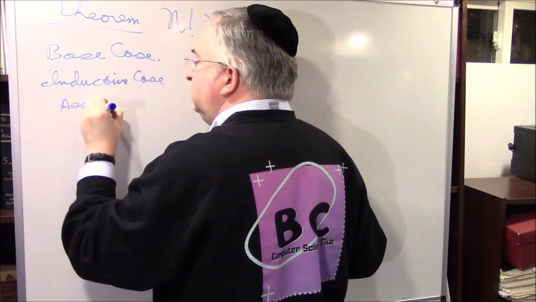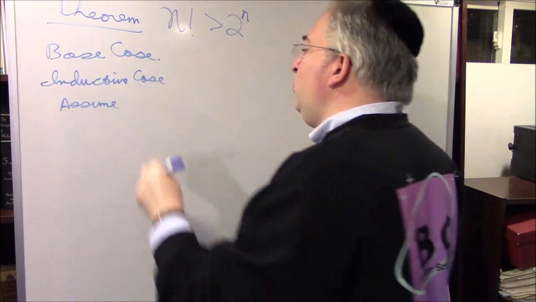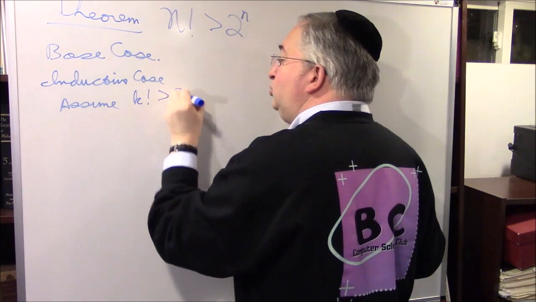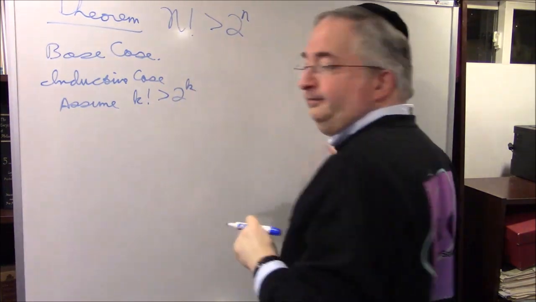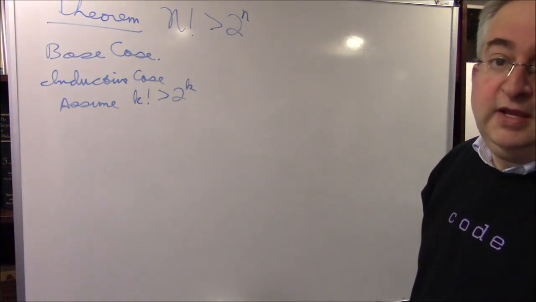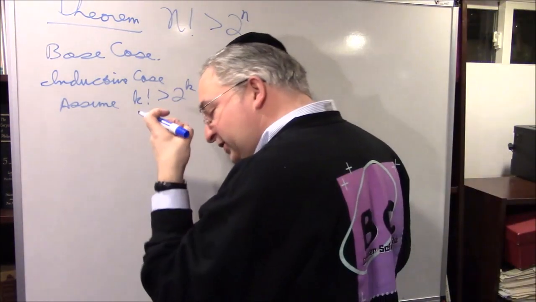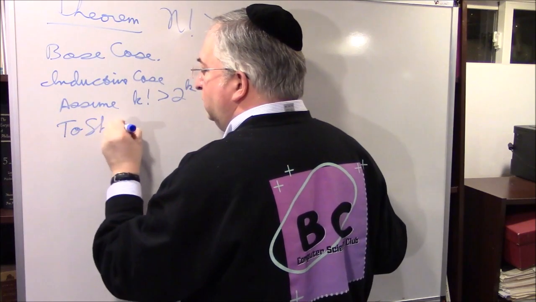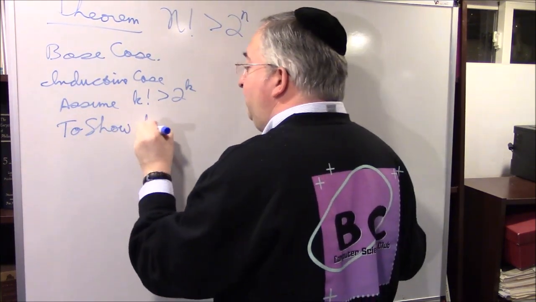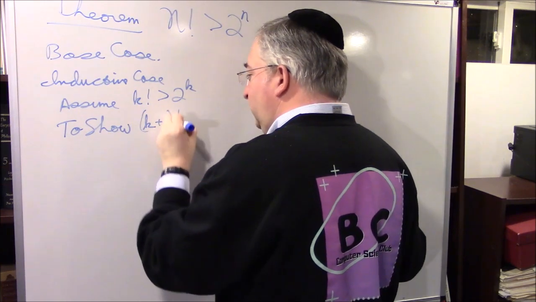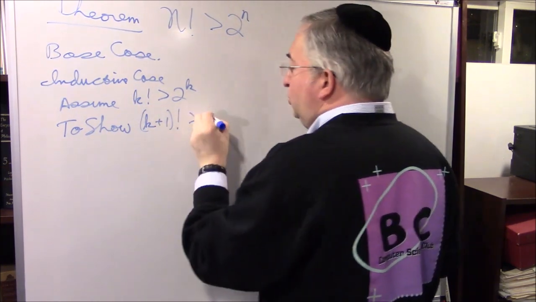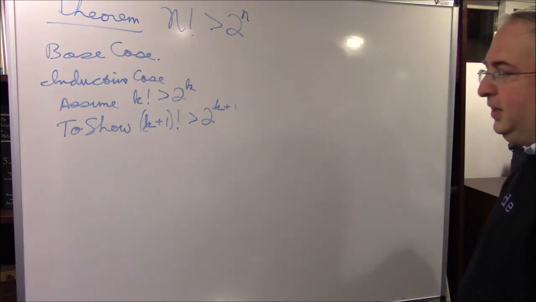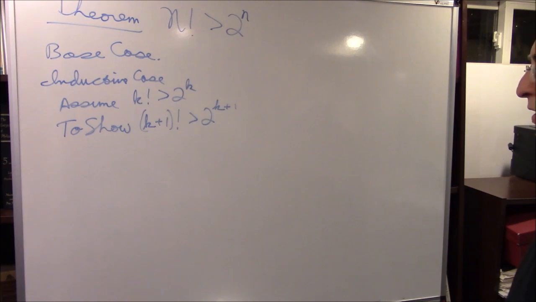Okay, assume, we assume for k that k factorial is greater than 2 to the k. I just plugged in k instead of n. I plugged in k into n to show k plus 1 factorial is greater than 2 to the k plus 1. Okay, that's my inductive step. I don't know a better way of getting it.